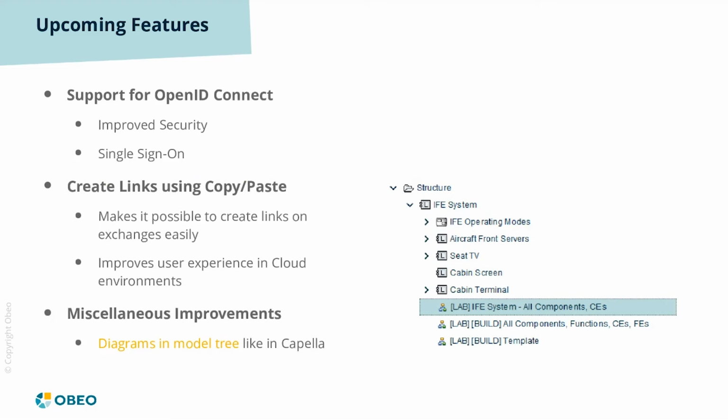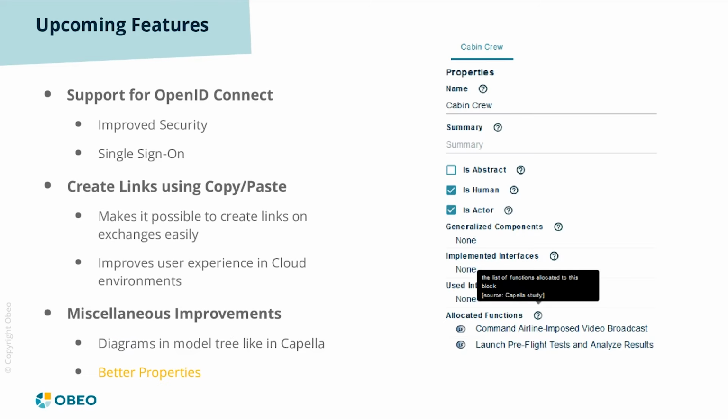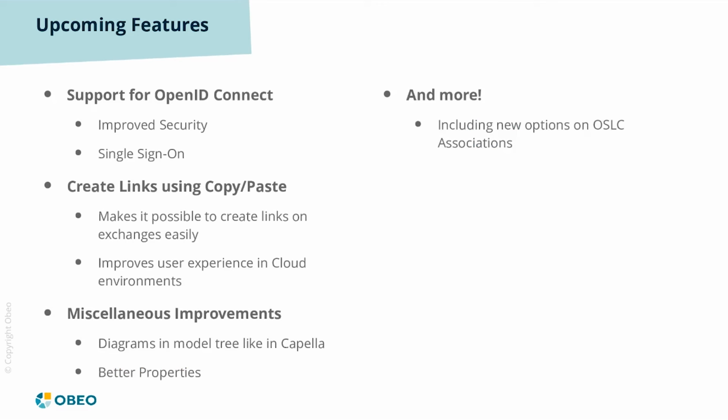Then we have miscellaneous improvements like displaying the diagrams in the model tree, because for now the diagrams are only displayed in a specific part of the model tree, which is called the representations per viewpoint. And many users requested that these diagrams appear like in Capella as well in the model tree. So we've done that. And we have also worked on improving the properties view, because for now they were not really useful and not very nice. So that's improved a lot in this next release. And more, including new options on the OSLC associations and several other minor stuff.